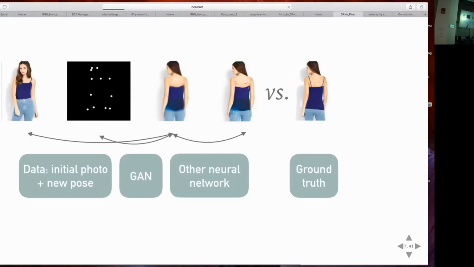And the GAN, using a bunch of information from the data set, so original images as well as the poses that they wanted, was able to generate this image, which is her actually turned around in the correct pose that the researchers wanted.